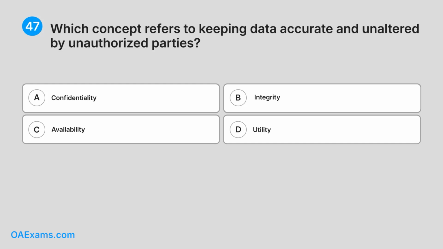47. Which concept refers to keeping data accurate and unaltered by unauthorized parties? A. Confidentiality. B. Integrity. C. Availability. D. Utility. What do you think is the answer?